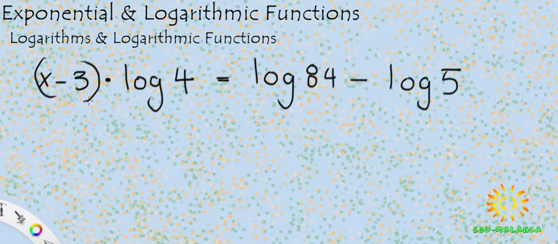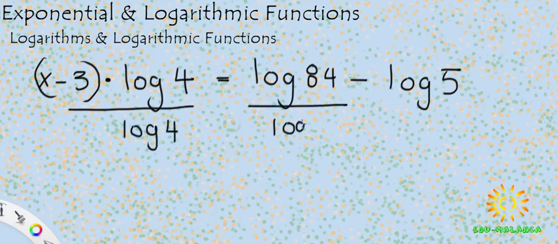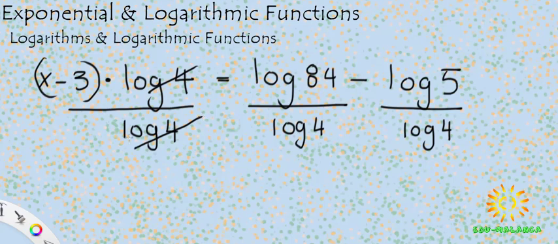Remember, we're solving for x, and so we want to isolate the x. To do this, we're going to divide by log 4 on everything. Divide by log 4 on each term. The log 4s will cancel out on this side, and then we're going to be left with x minus 3 is equal to, use your calculator to simplify each of these expressions.